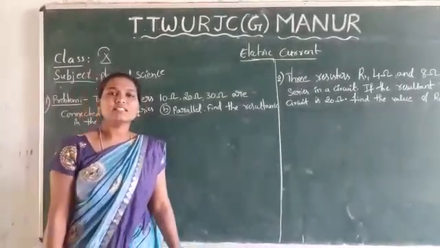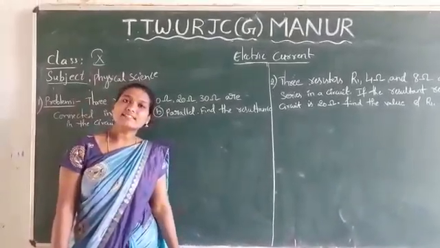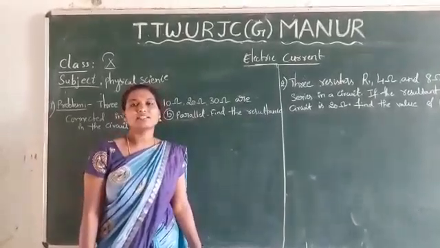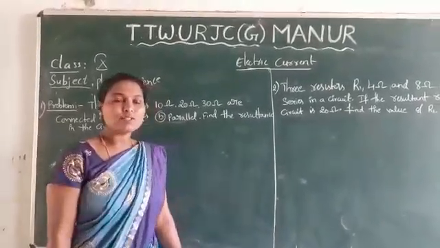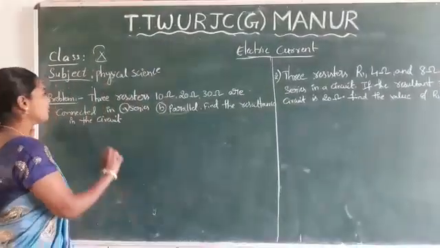We are discussing the chapter electric current. In the last classes we discussed what a resistor is, how resistances are connected in series and parallel, and how to find the equivalent resistance when they are connected in series and parallel. Based on those topics we will have some problems. See the problem here.